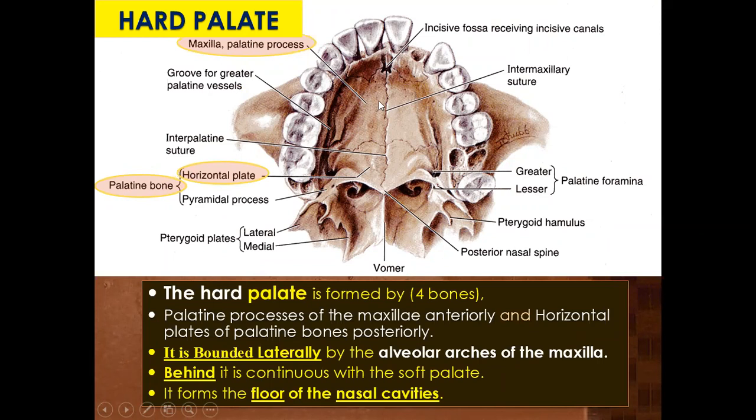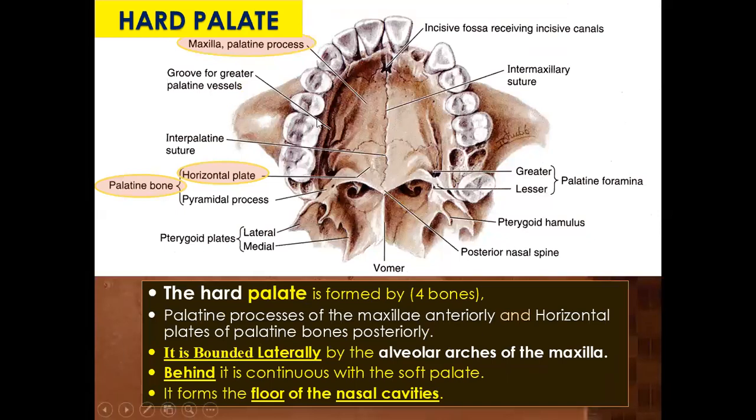So the roof is formed by four bones: 1, 2, 3, and 4. The first two bones are the palatine process of the maxilla. Then we have the horizontal process of the palatine bone behind. So these four bones will form the roof of the oral cavity. It is bounded laterally by the alveolar arch of the maxilla. If you see here, this is called the alveolar arch.